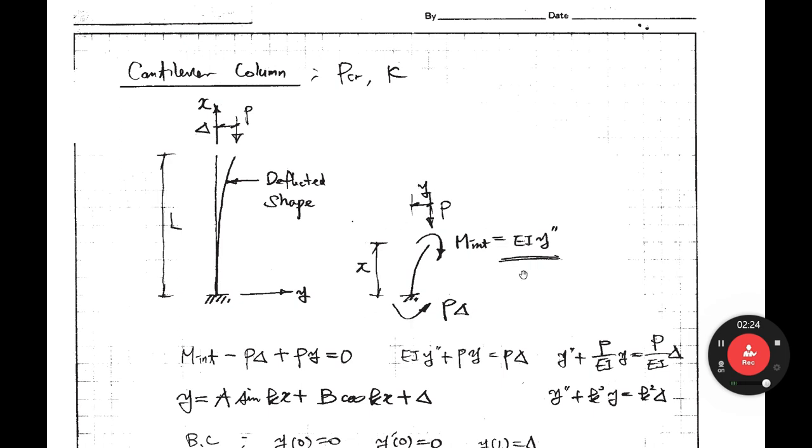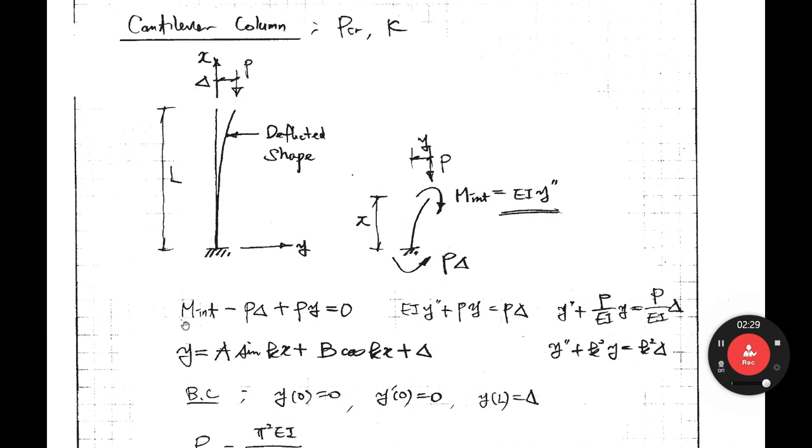From this free body diagram, you can establish the equilibrium equation. M internal minus counterclockwise P delta, and then this deformation equals y, so minus P y equals zero due to moment equilibrium. M internal is EI y double prime. You move this P delta to the right-hand side, and P delta divided by EI, and then if you replace P over EI with k square, you must be cautious, this k is a small k. Here k square replaces P over EI. Small k, keep in mind.